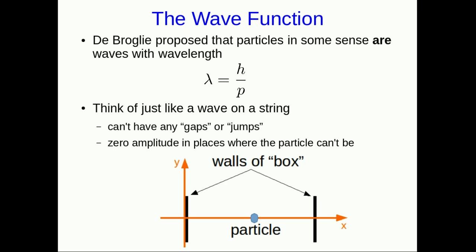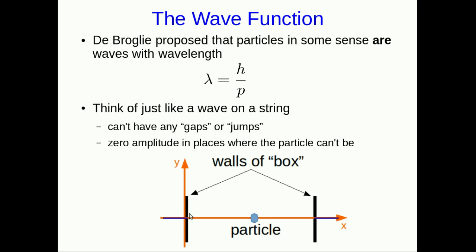Also, we're thinking of this as telling us something about where the particle can be. So the wave function has to be 0 anywhere where the particle can't be. And now we know enough to put together what the wave function of a particle in a box should look like. It should be 0 at the walls or outside the walls because the particle can't be there. It can only be between the walls.